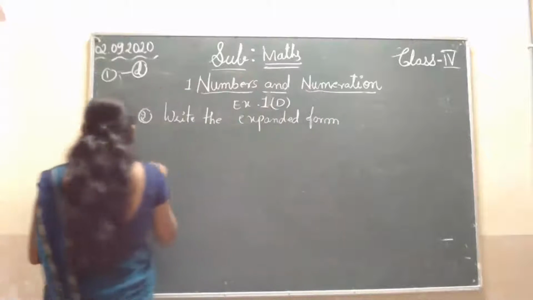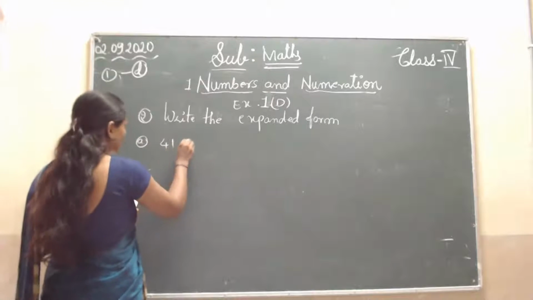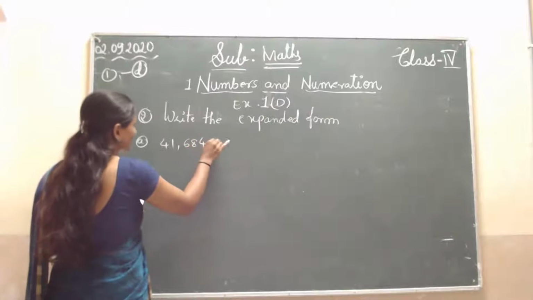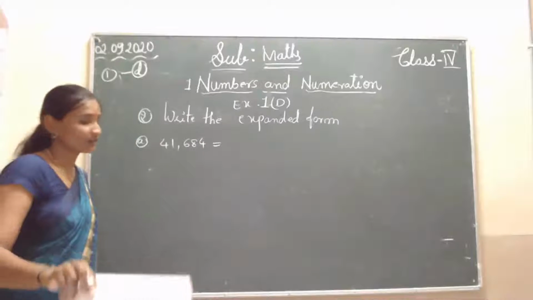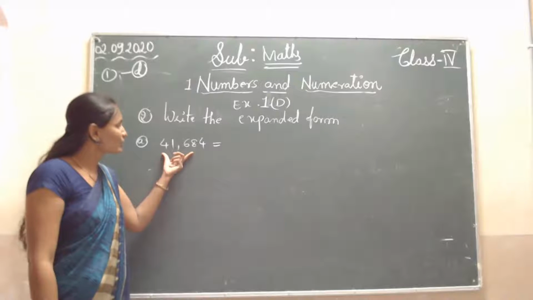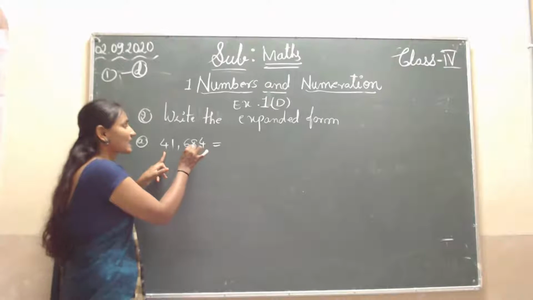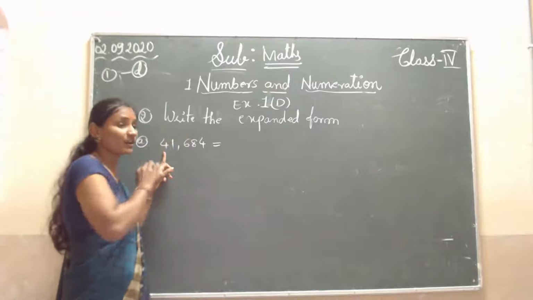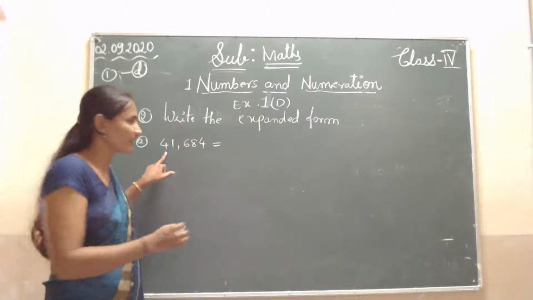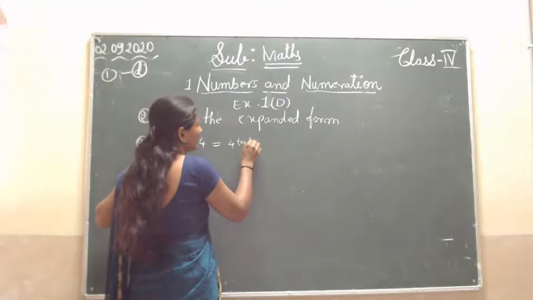Expanded form. A1 question. What is the A1 question? 41,684. Students, how many digits? This is a 5 digit number. So 5 digit, what is the value of 4? That is 1, 10, 100, 1,000, 10,000. So the value of the 4 is 10,000. Yes, we will write here 4 is 10,000.